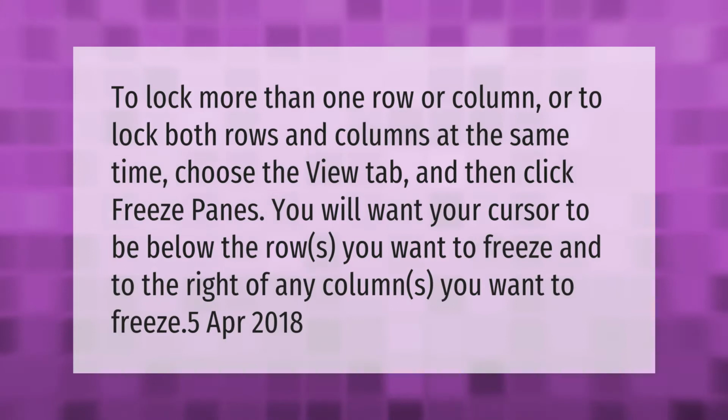To lock more than one row or column, or to lock both rows and columns at the same time, choose the View tab, and then click Freeze Panes. You will want your cursor to be below the rows you want to freeze and to the right of any columns you want to freeze.